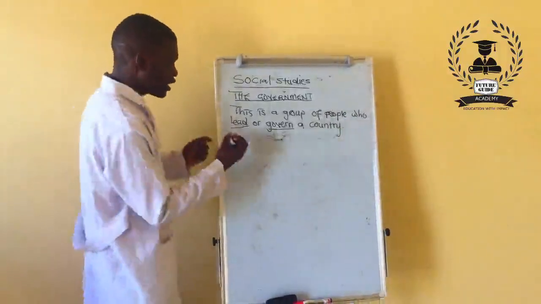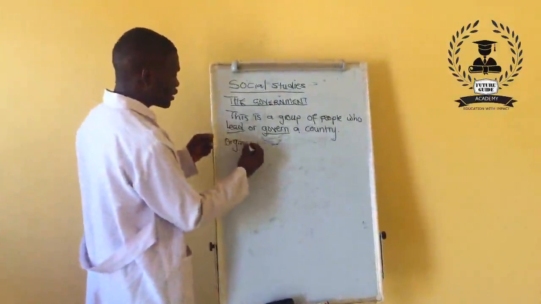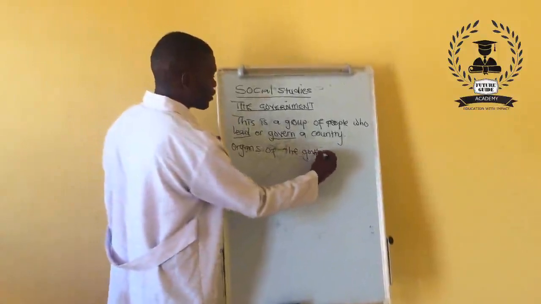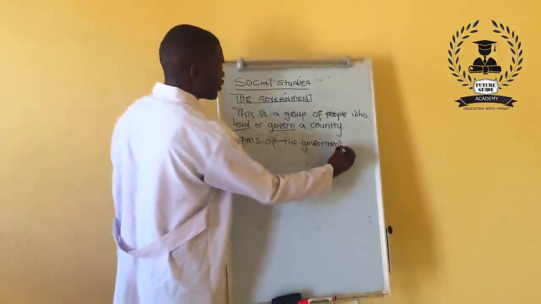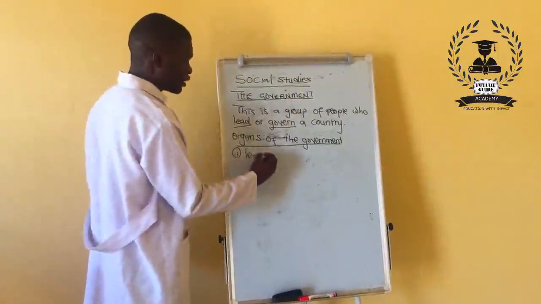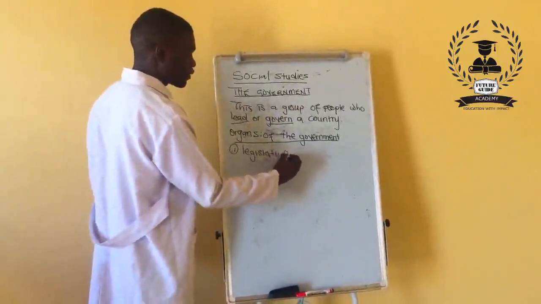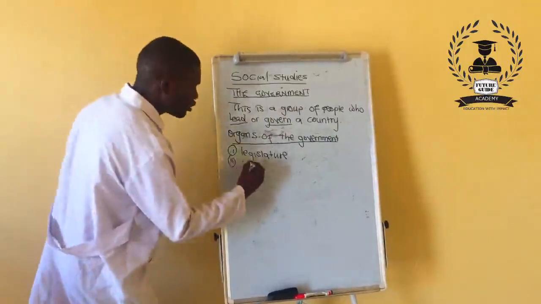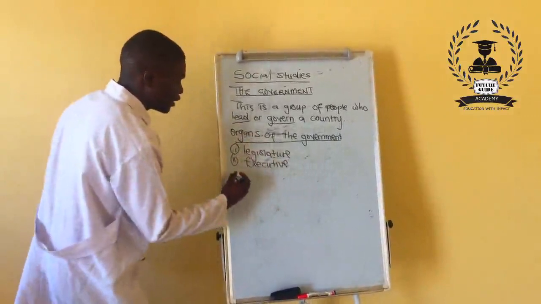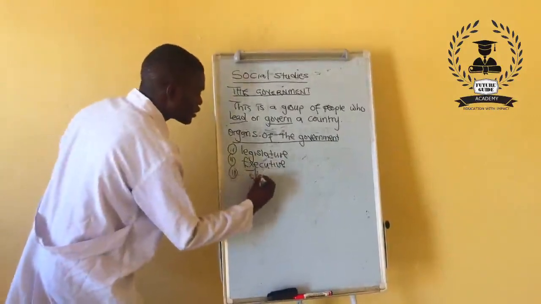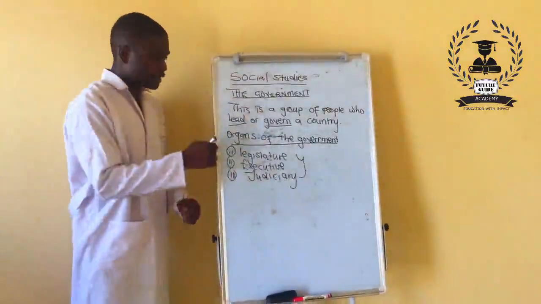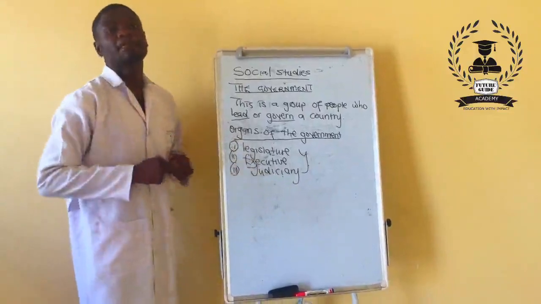Let's write those. We are saying organs of the government. We have said there are 3. We've got 1, the legislature, and then 2, the executive, and then 3, the judiciary. So these 3 organs make up the government of Zambia.